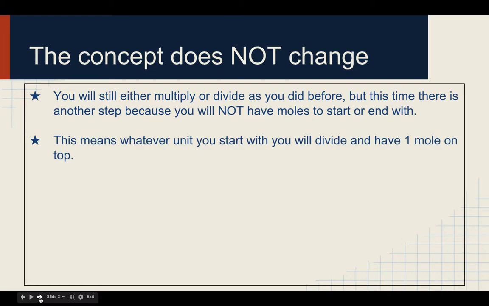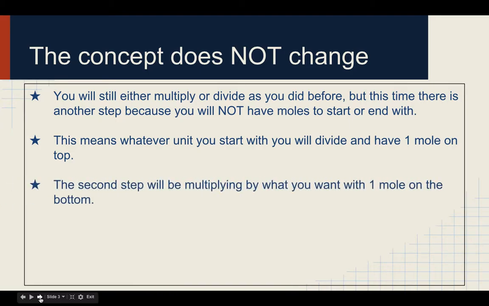So this means whatever unit you start with, you will divide and have 1 mole on top. So the 1 mole is going to be the top piece. Then when you do the second one, the mole is going to be the bottom piece. Again, 1 mole, right here. 1 mole and 1 mole.